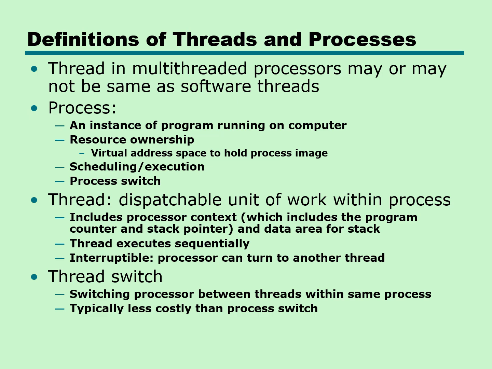Now, what is a thread? A thread is a dispatchable unit of work within a process. So it's a lightweight process. It includes processor context, which includes the program counter and stack pointer, and the data area of the stack. A thread is a part of code which executes sequentially. And the processor can switch from one thread to another, which we call a thread switch. And it is less expensive than a process switch.